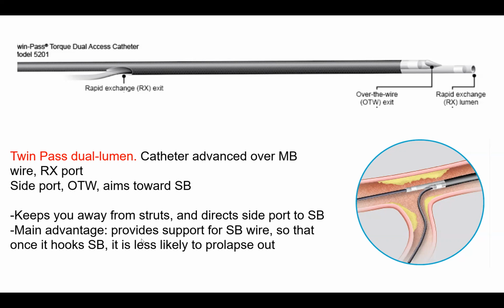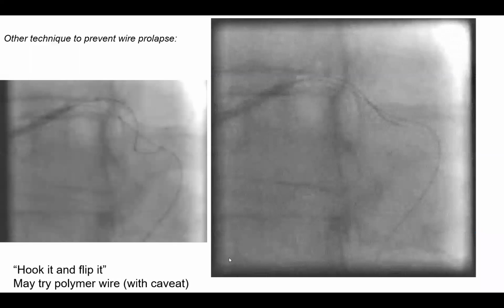That's one. Two, it prevents that wire from prolapsing back. One issue is that sometimes you hook the side branch, but as you're advancing the wire further, it falls out. But having that distal support, that distal bulk, prevents the wire from slipping back.